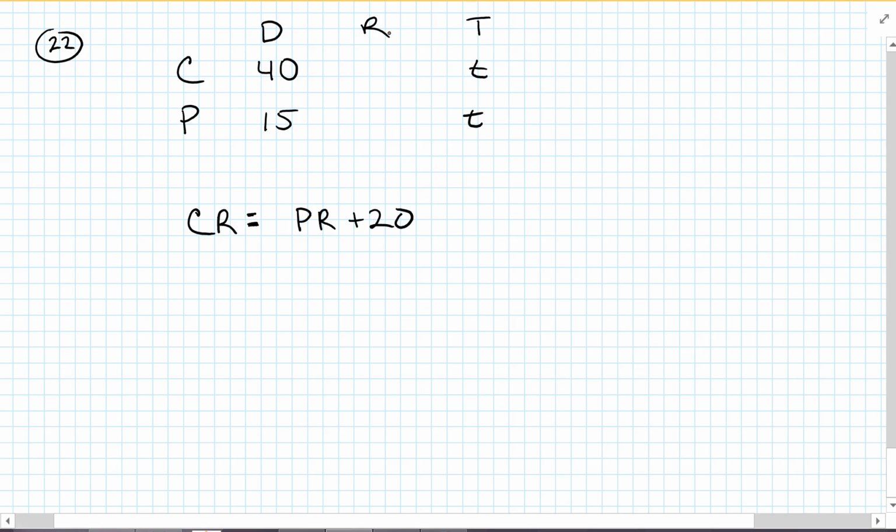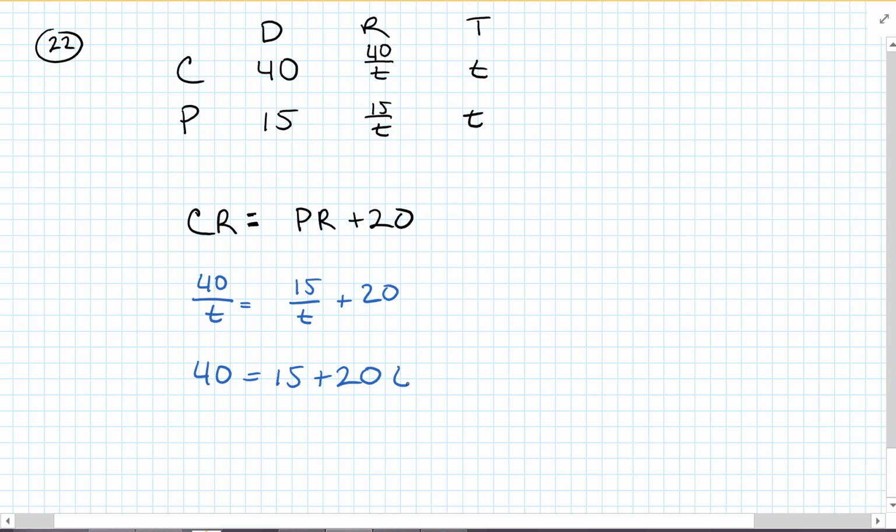So Carlos's rate is just distance over time, so it's going to be 40 over t. Paul's rate, same thing, so it's just going to be 15 over t. So now we just insert. Carlos's rate is 40 over t. Paul's rate's 15 over t plus 20. LCD, multiply everything by t across the board, so we get 40 equals 15 plus 20t. Subtract 15, I get 25 equals 20t.